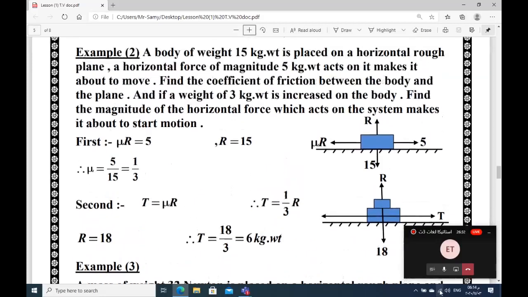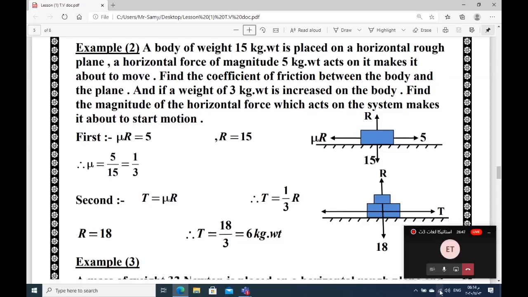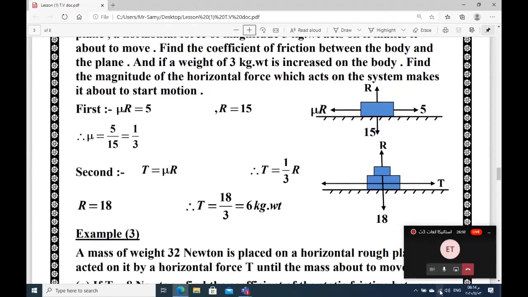He asked to find the magnitude of the horizontal force which acts on the system composed of the two weights, 15 and 3, making the system about to start motion. So the new equation is T equals mu R, where T is the new tension force, with mu equal to one third and R equal to 18. So by substitution, T equals 18 over 3. So the new force is 6 kilogram weight, which is enough to make the system about to move.